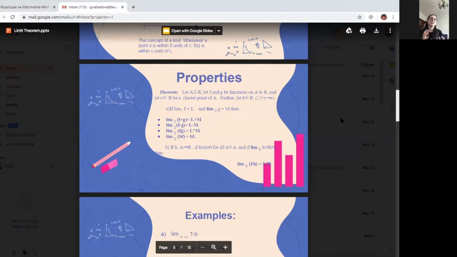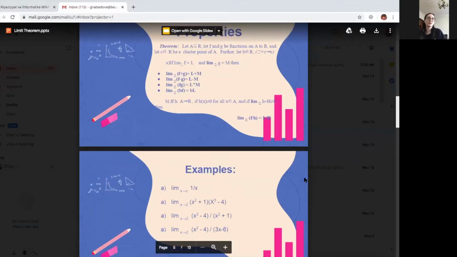Then the limit as x approaches c of f plus g is L plus M, f minus g is L minus M, and the product f times g is L times M. And the last one, b times f has limit b times L, where b is a constant.